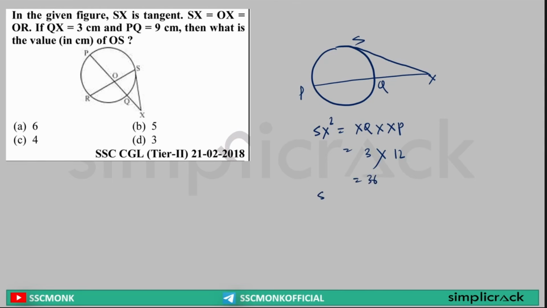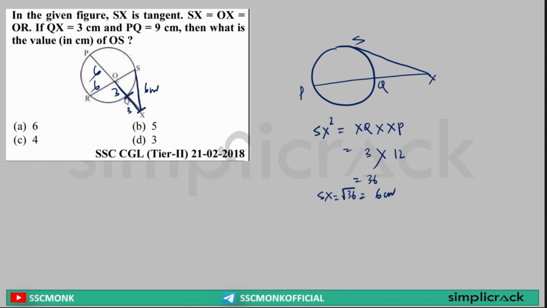12 into 3 is equal to 36. SX square is 36. That means SX is equal to square root of 36, that is 6 centimeter. So SX is 6 centimeter, and OX will be 6 centimeter. If OX is 6 and QX is 3, then OQ will be what? 3 centimeter. Clear? Because this is 3 centimeter. Now, OR is equal to OX, that is 6 centimeter. Now, in this triangle, PQ was 9, this was 3, so this was 6.